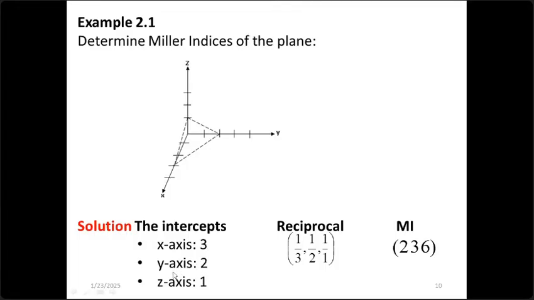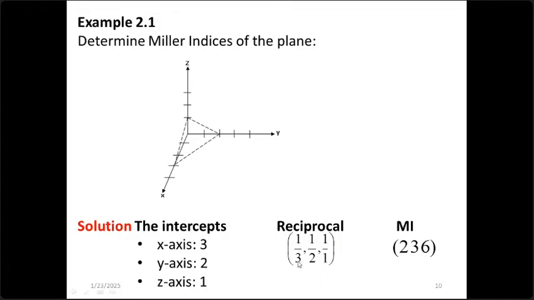So we can say the intercepts. We list the intercepts on the x-axis. The intercept is 3. On the y-axis, the intercept is 2. On the z-axis, the intercept is 1. Now, if I take the reciprocal of 3, it becomes 1 over 3. The reciprocal of 2 is 1 over 2. The reciprocal of 1 is 1 divided by 1.